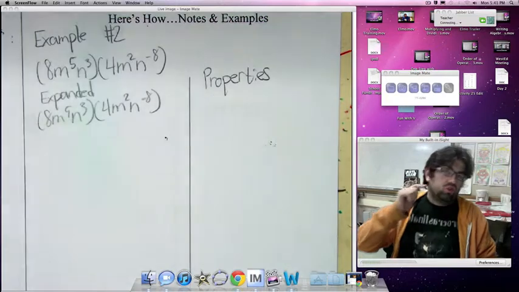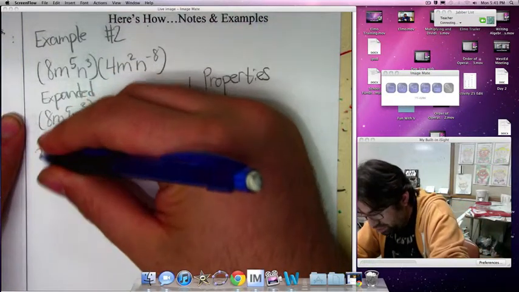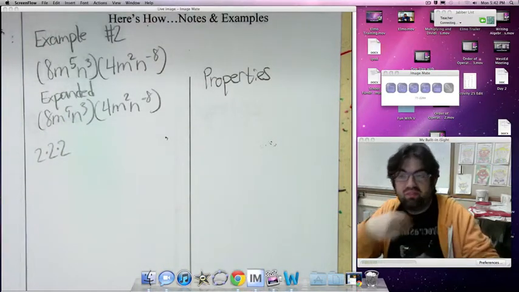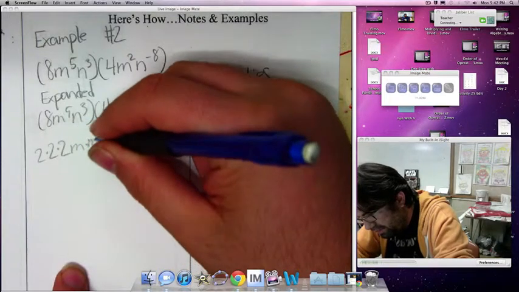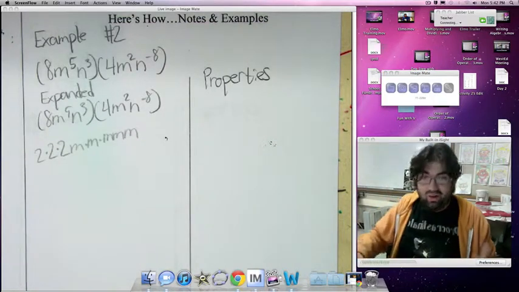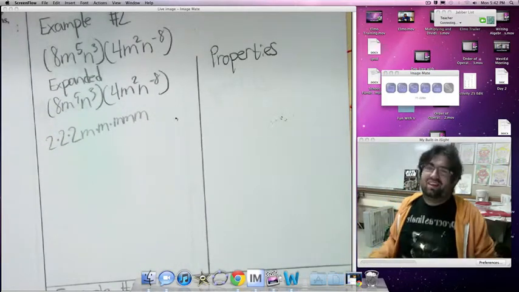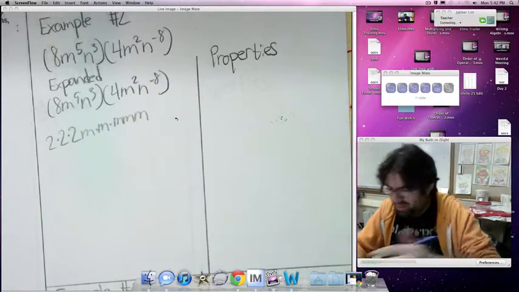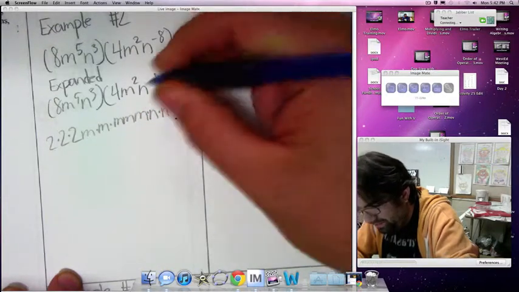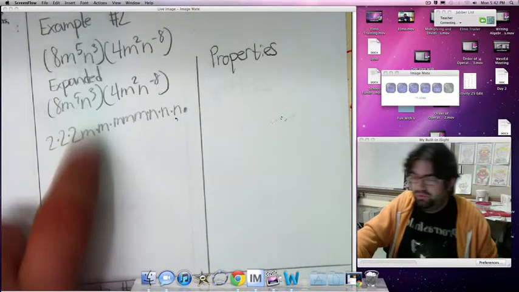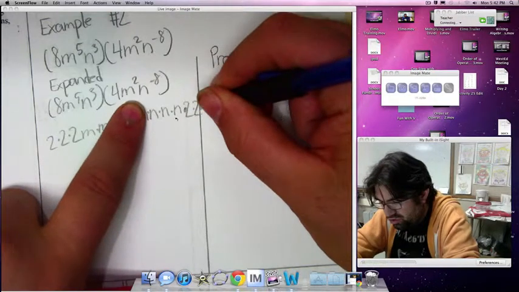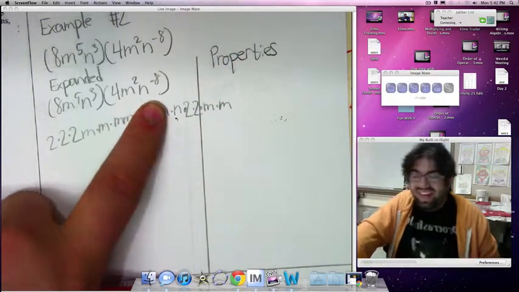All right, let's just go through the line. 8, well, that's 2 times 2 times 2. 8's 2 to the 3rd power. Times m to the 5th: m times m times m, 3, 4, 5. You seeing why this method isn't that great? Mr. V is about to run out of room, but we're going to be okay. N to the 3rd: n times n times n. Times 4, well, that's 2 times 2, times m squared, that's 2 m's. And then we've got the n to the negative 8.